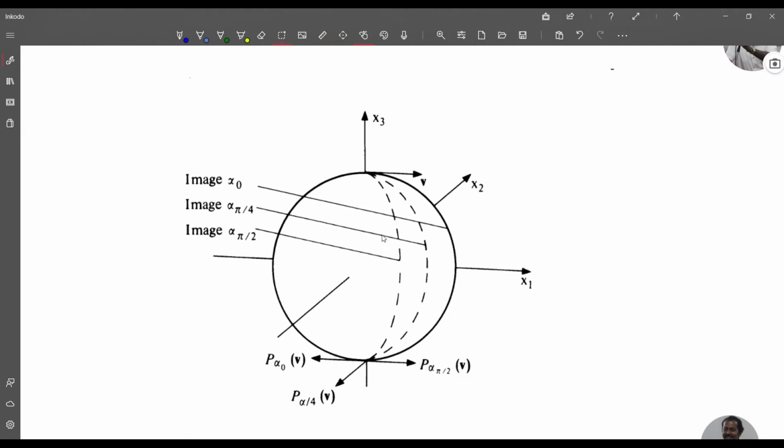Similarly, you consider P alpha pi by 2 of V. For this curve, this vector is translated to this vector, P alpha pi by 2 of V. So this illustrates the method of parallel transport.